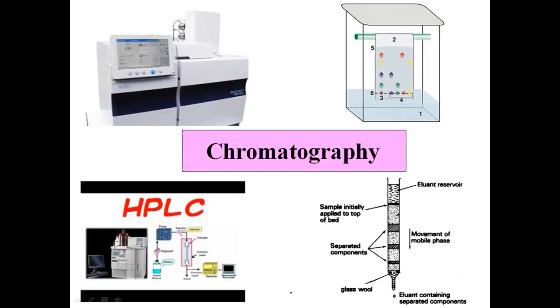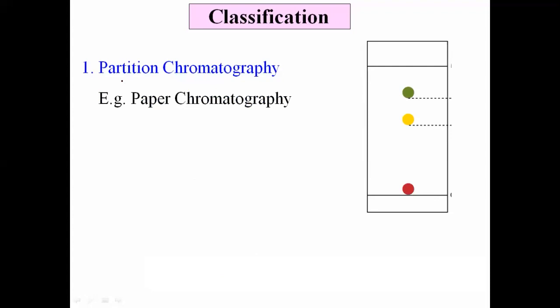First one is the forces operating for the separation. Thus, depending upon the force operating for the separation, the methods are classified into three types. First one is the partition chromatography. Actually, paper chromatography is an example of partition, and in this chromatographic technique, both the phases, means stationary as well as mobile phase, are liquid, and components from the mixture are separated due to difference in their solubility in stationary and mobile phase, and this is called partition chromatography.